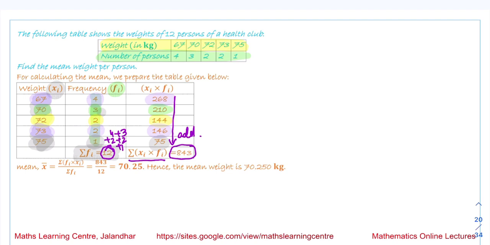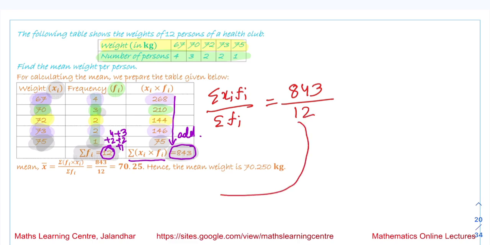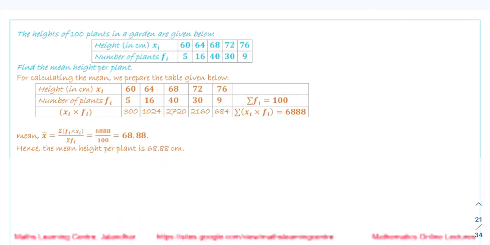843. So the mean is this 843, that is sigma xi fi, divided by sigma fi, and the value of sigma fi is 12. On dividing these values we get 70.25. So the mean weight is 70.250 kg.